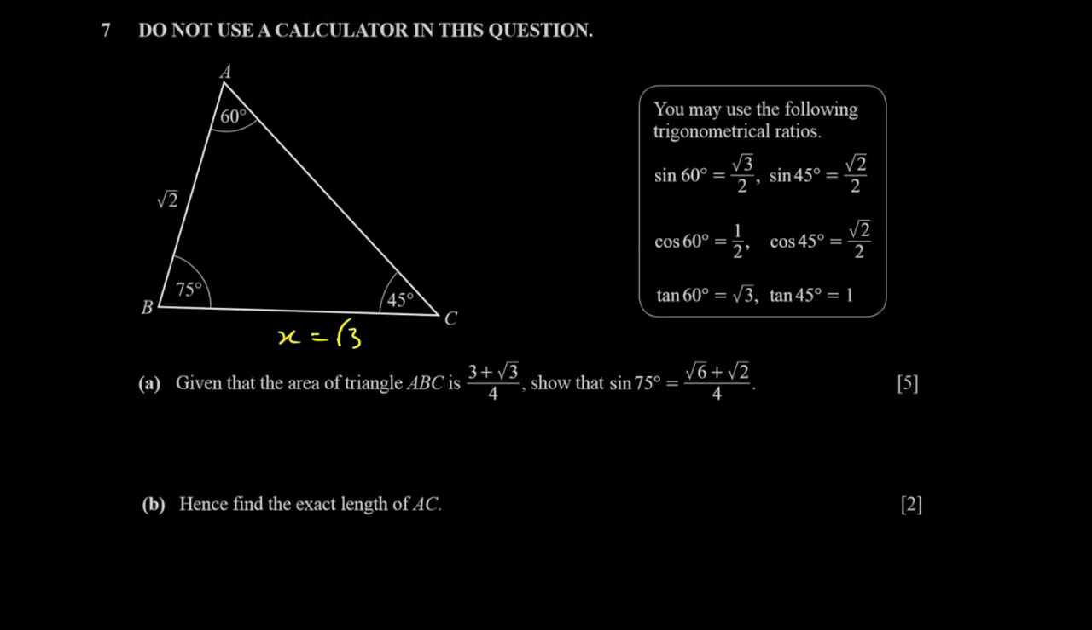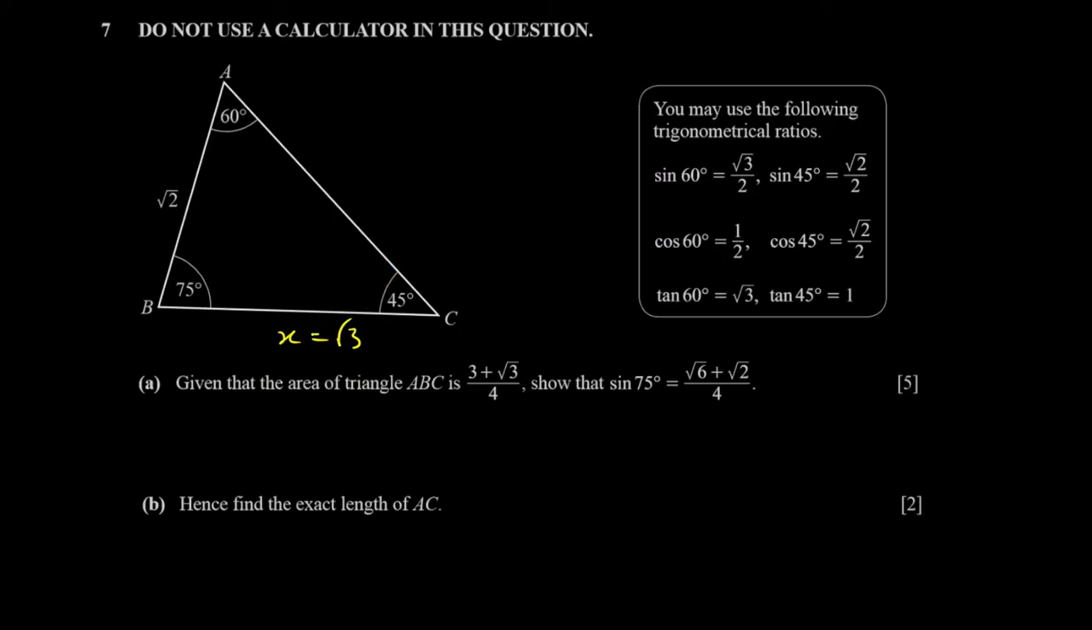All right, then part B, hence we want to find the exact length of AC. In other words, we want to find it as a surd. Well, I think probably the easiest way to do this is to use the sine rule again. So AC divided by sine 75 is going to be equal to root 2 divided by sine 45, or you could say root 3 over sine 60. But I'm going to choose to use root 2 and 45 because it's not something we've calculated.